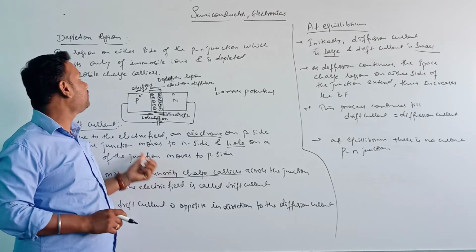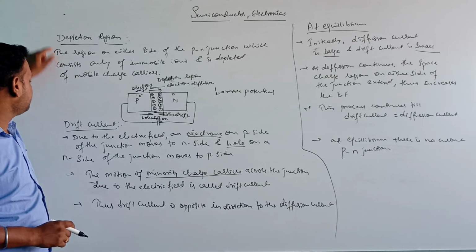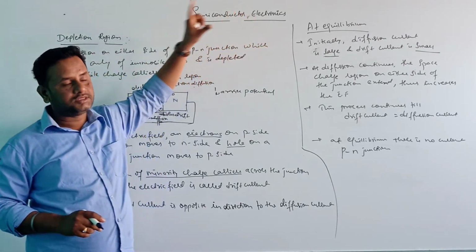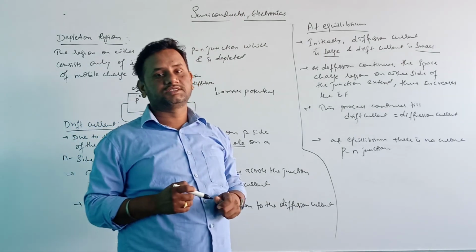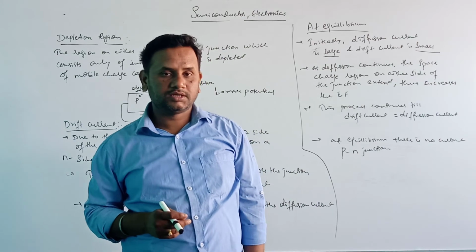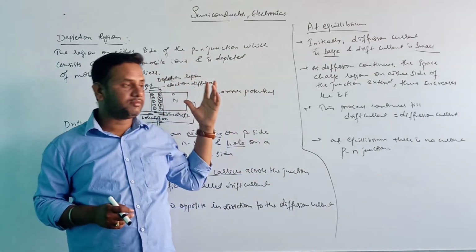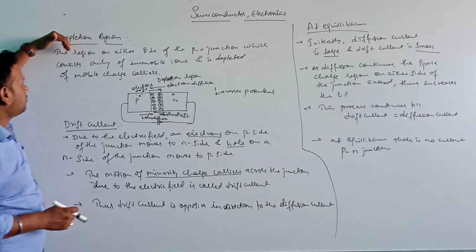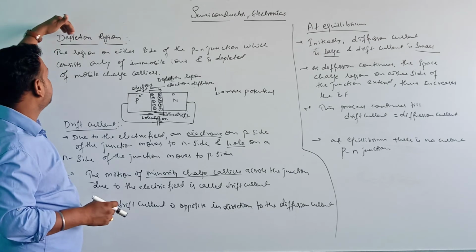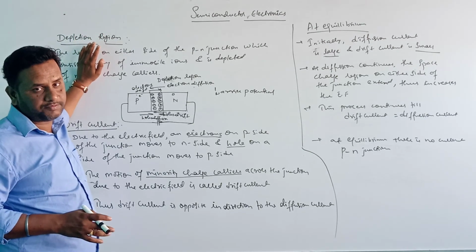Okay, so that is what we have discussed in today's class: depletion region, drift current and equilibrium condition. In the next class we will discuss the next topic, that is semiconductors. So you have to remember these definitions. In further topics we are again going to discuss the depletion region and drift current. You should know all these definitions. Okay, thank you.